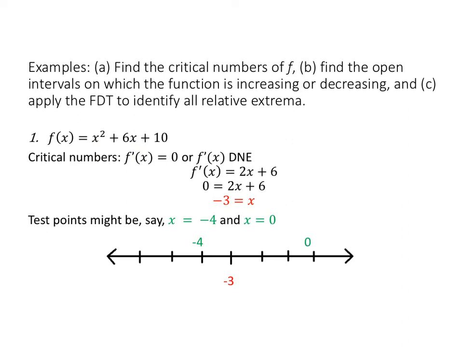Let's see. To find the critical numbers, we set the derivative equal to 0 or find where it does not exist. The derivative is 2x plus 6. As the derivative is a polynomial, the derivative exists everywhere. The derivative is equal to 0 when 2x plus 6 equals 0. If I subtract 6, then divide by 2, I get x equals negative 3 as a critical number. Any test point to the left of negative 3, I'm going to use negative 4. Any test point to the right of negative 3, I'm going to use 0.